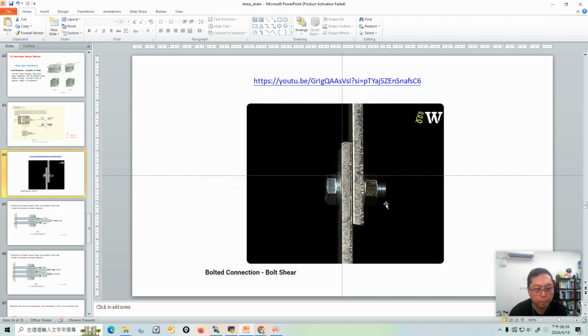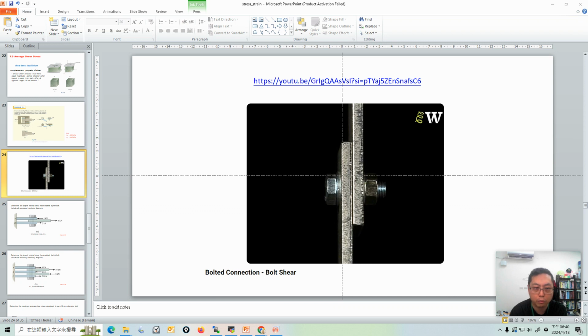The bolt can not only tie the pieces together. This is a bolt and this is a nut. Using the bolt and nut, it can clamp these two pieces, which look like two irons. It uses the normal stress to clamp these two pieces.